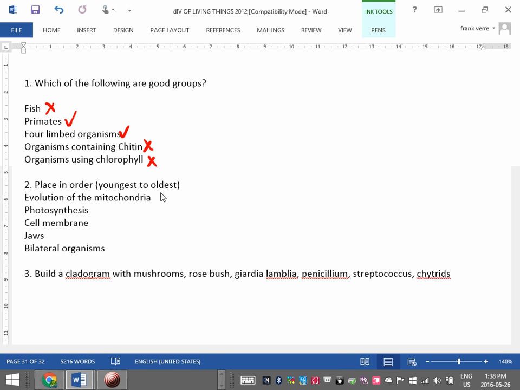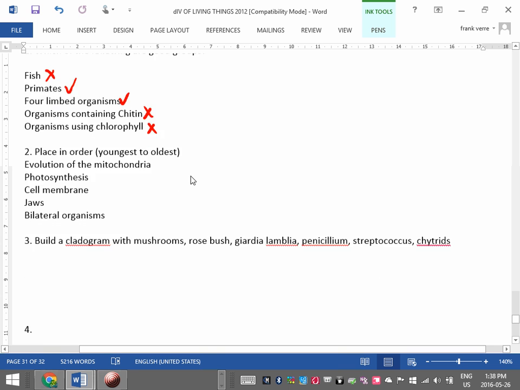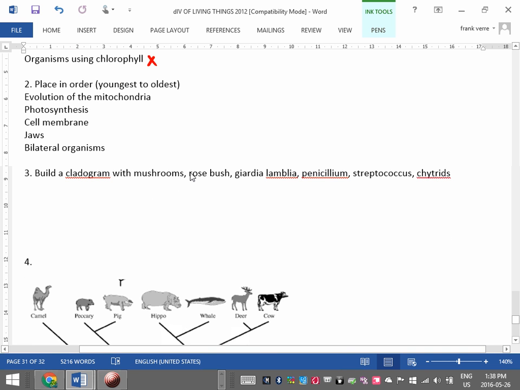You might also get something like this. Place the characteristics, adaptations, or events in order. So we have the evolution of the mitochondria, photosynthesis, cell membrane, jaws, not the movie, and bilateral organisms. What would be, in this case, youngest, meaning most recent, and what would be oldest? Yeah, what would be oldest?